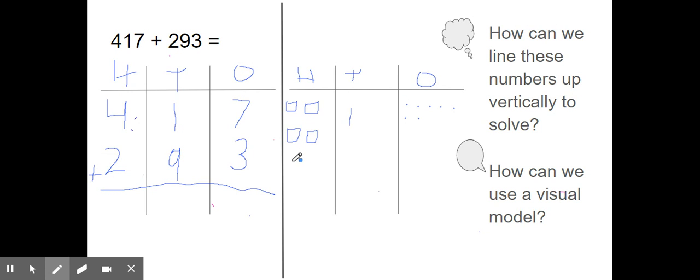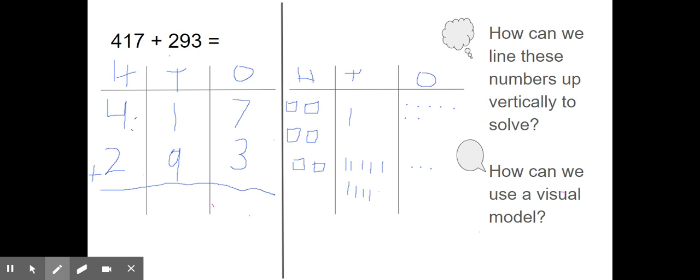And 293. I need 2 hundreds. I need 9 tens. 1, 2, 3, 4, 5, 6, 7, 8, 9. And 3 ones. 1, 2, 3 ones.